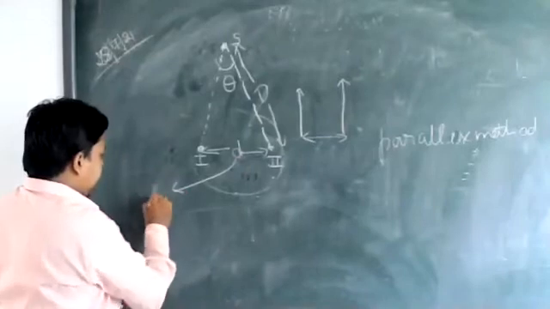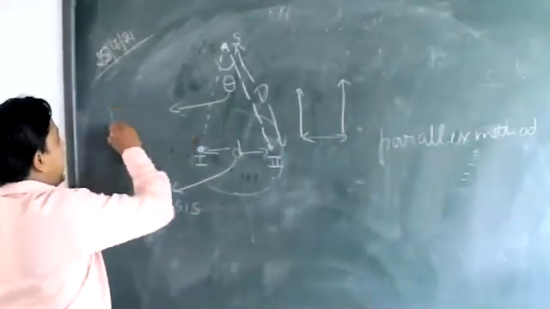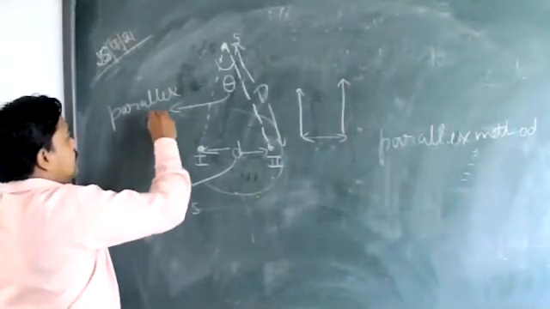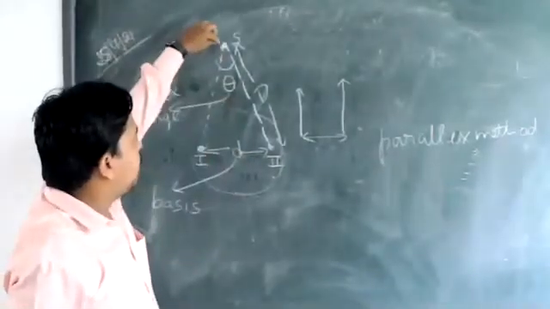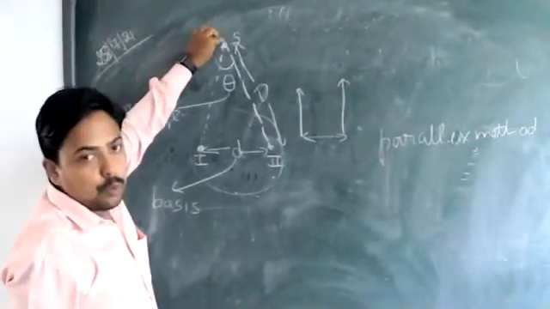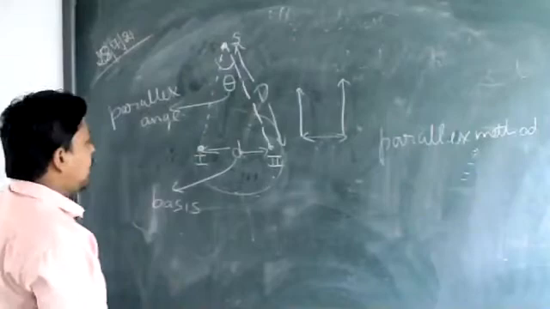This is the basis, and this is the parallax angle, which these points of observation make with the sun, or with the point of view which we are viewing, from different positions. So there is a relation.